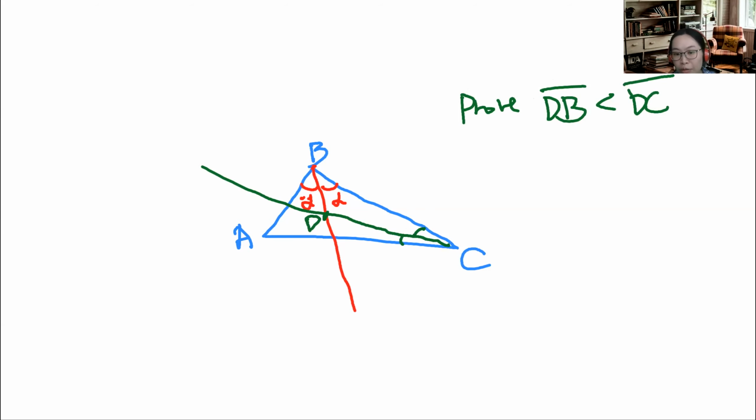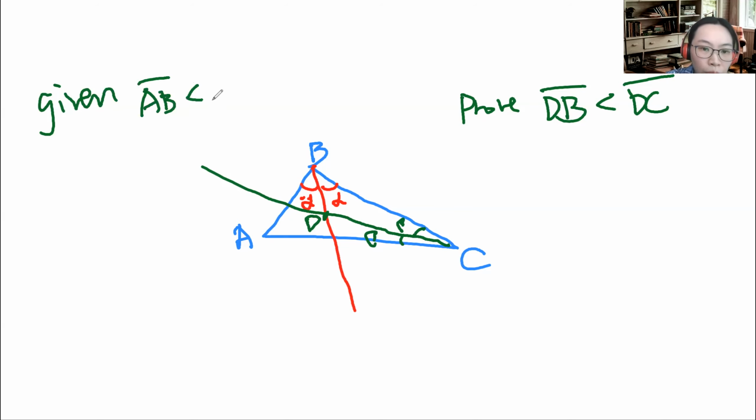Okay, from the picture, it kind of tells you it's true, right? But the only information we really know is this, and what's the given? Given says AB less than AC. Yeah, I wrote that down wrong. That's why my picture wasn't coming out right. I had AB greater than AC. So just be careful, draw the correct picture. You need to use all the given assumptions correctly.